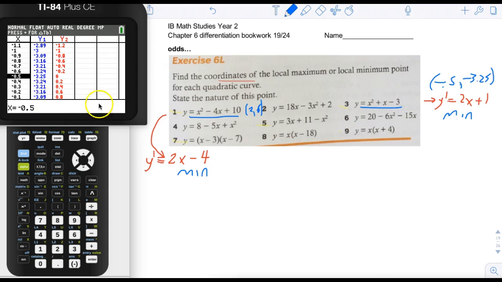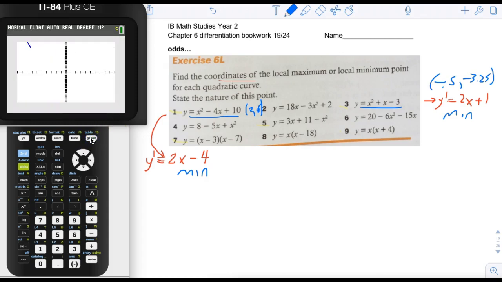And again, if you graph it, you could probably see that, yeah, it's going to be a minimum. Okay? Let's look at number 5.